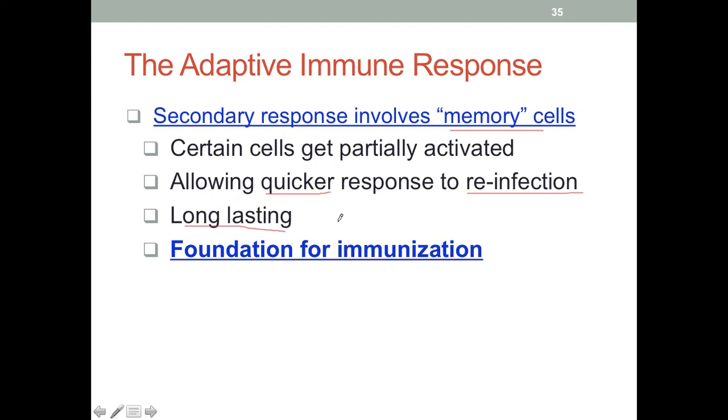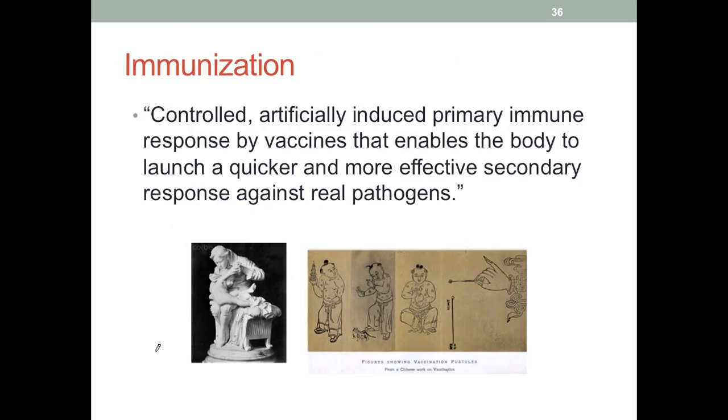This means launching a quicker, longer lasting secondary immune response based on memory that the immune system has, and this is actually the foundation for immunization. We know that immunization is when someone receives a shot or a vaccination, and this will hopefully give the person defense or immunity against the disease they are vaccinated against. So let's go into a little bit more detail about exactly what immunization means.